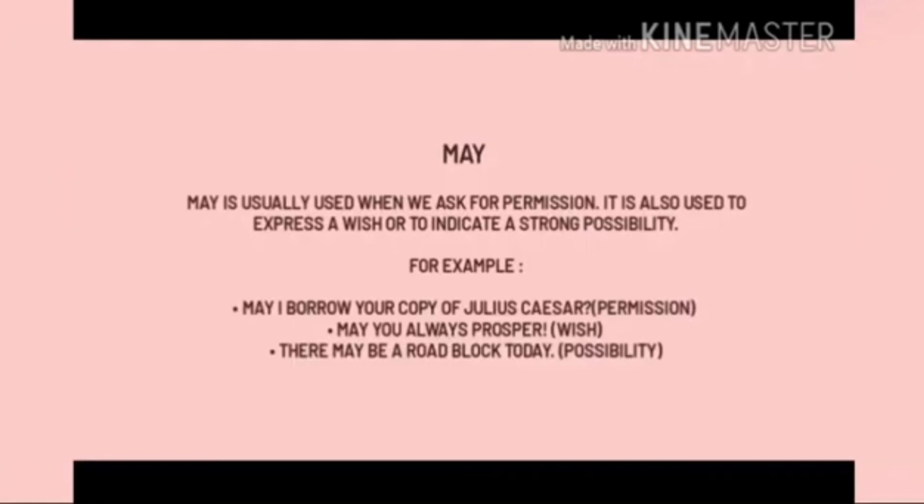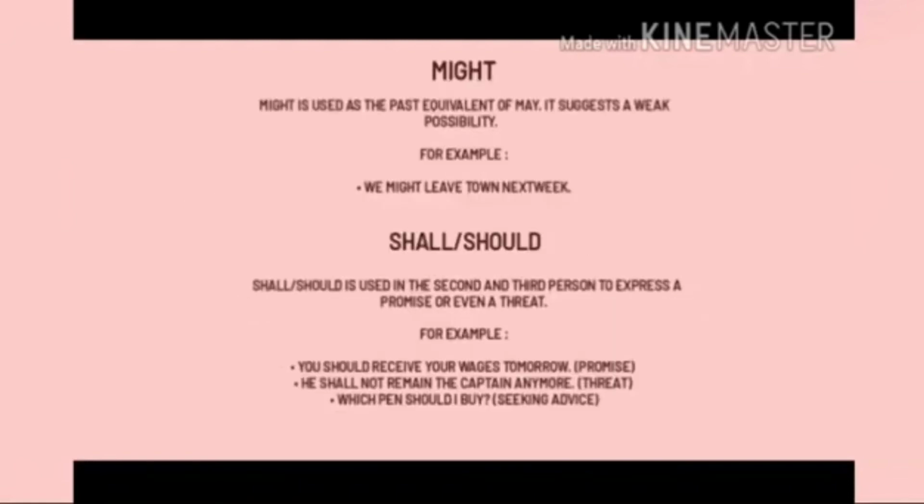This is possibility. Next, might is used as the past equivalent of may. It suggests a weak possibility. For example, we might leave town next week. Shall or should is used in the second and third person to express a promise or even a threat. For example, you should receive your wage tomorrow. This is promise. He shall not remain the captain anymore. This is threat. Which pen should I buy? This is seeking advice.